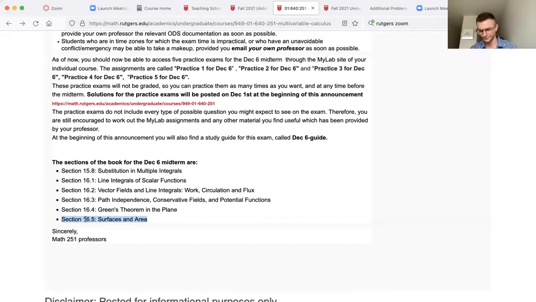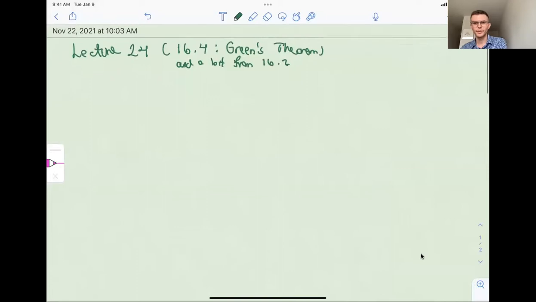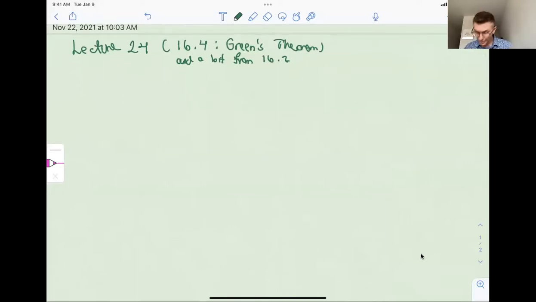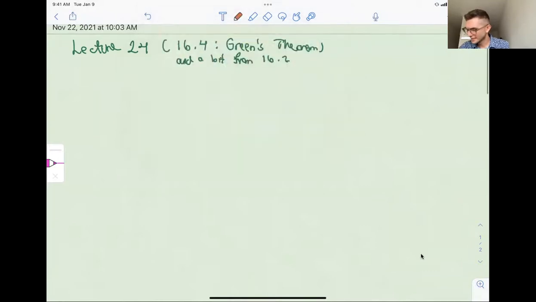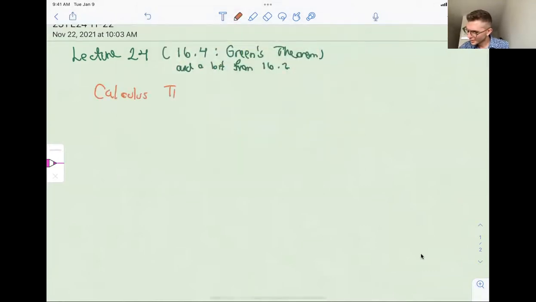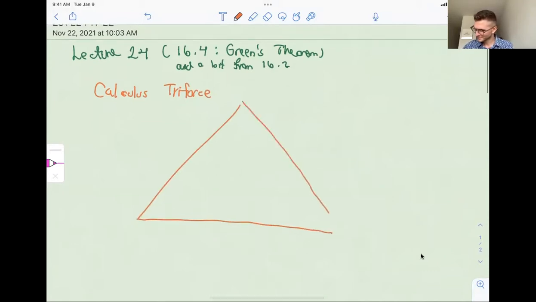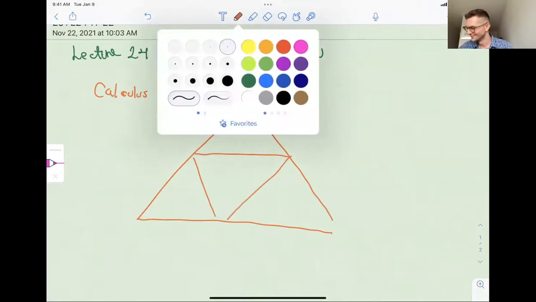Okay, so today we mostly have to talk about Green's theorem and a little bit about flux, which I haven't discussed. So maybe we should get started with that. Finally, we're almost reaching the end of the course. So it's time to discuss the calculus triforce, for those of you who like Zelda.